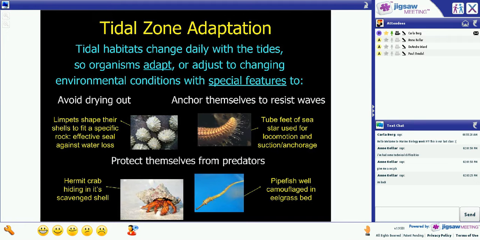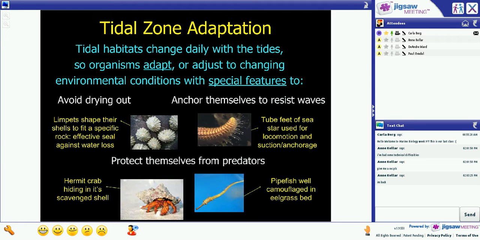Limpets shape their shell to fit a specific rock. They figure out where they are going to be, and what they do is they can seal the shell tight to the rock. And this effectively seals against water loss. Basically, they form a suction cup, just like you might stick a picture to your window with a suction cup. They stick their shell to the rock like a suction cup so they do not dry out.